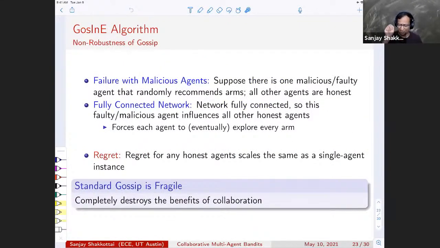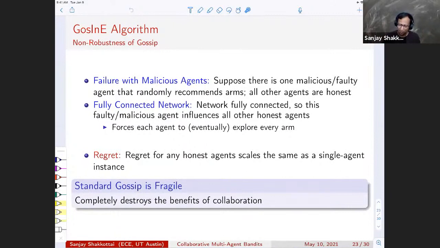So let's look at this case where there's just one malicious agent in the system. Suppose this is not even malicious, this is just faulty. You're just sending random recommendations. Well, if this randomness happens all the time and the other agents listen to it, let's also assume the graph is fully connected, so we don't even worry about the connectivity matrix.